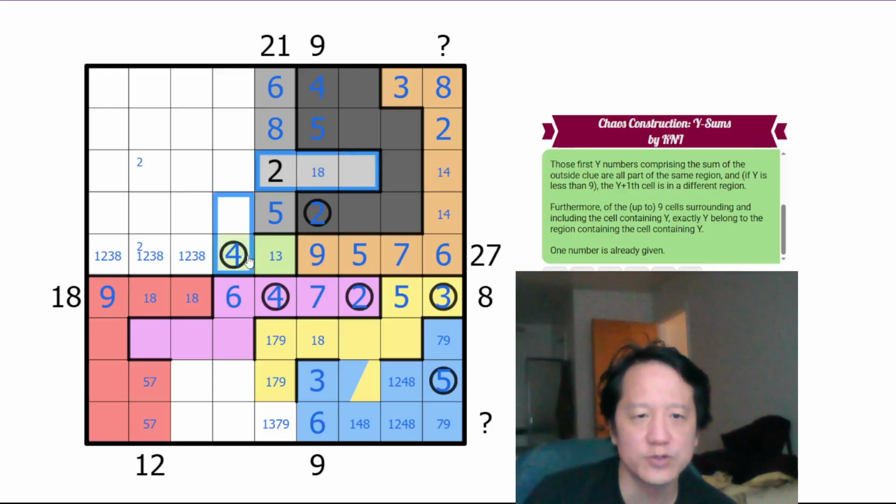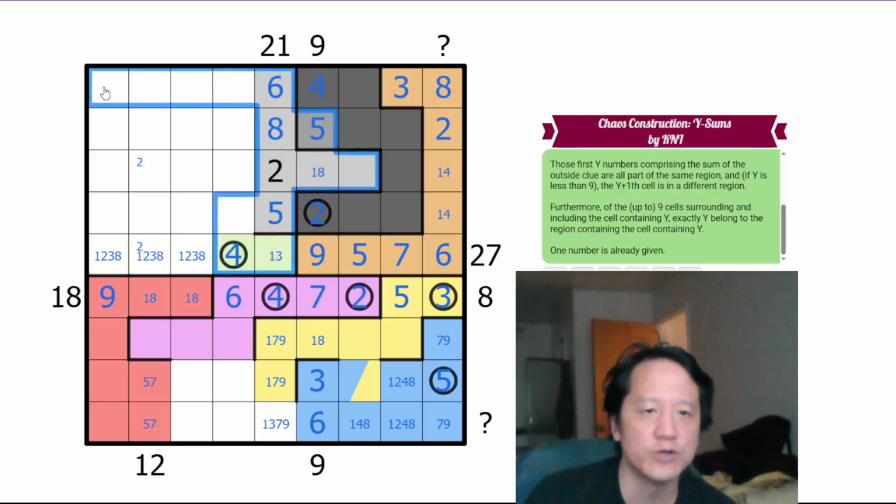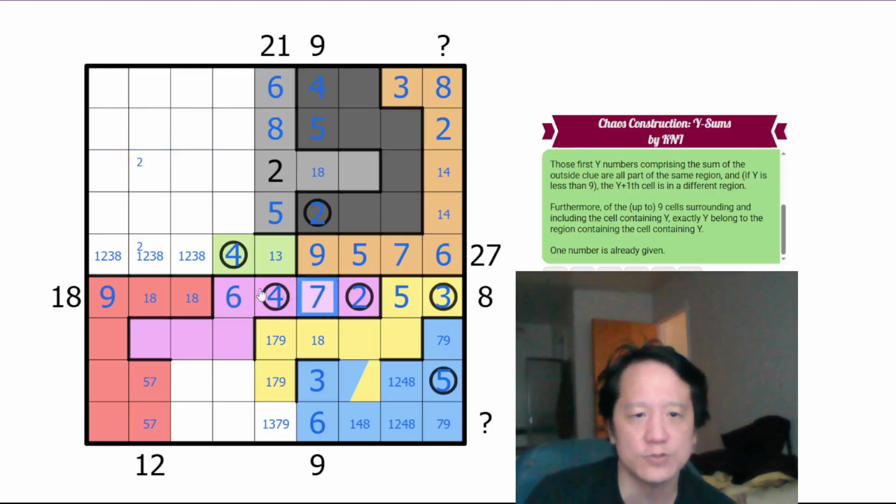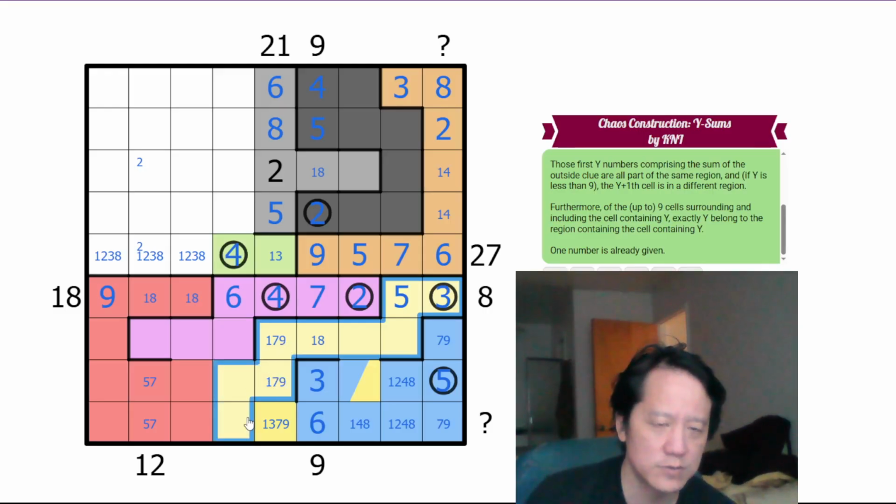Yeah, this adds up to exactly 27, which is what 3 regions adds up to. So that's fine. So one of these is red. Yellow cannot go both here because that would block the pink out. So yellow could go up to here. It can't go to there, though, because that would be too far. It'd be 1, 2, 3, 4, 5, 6, 7, 8, 9 at most.